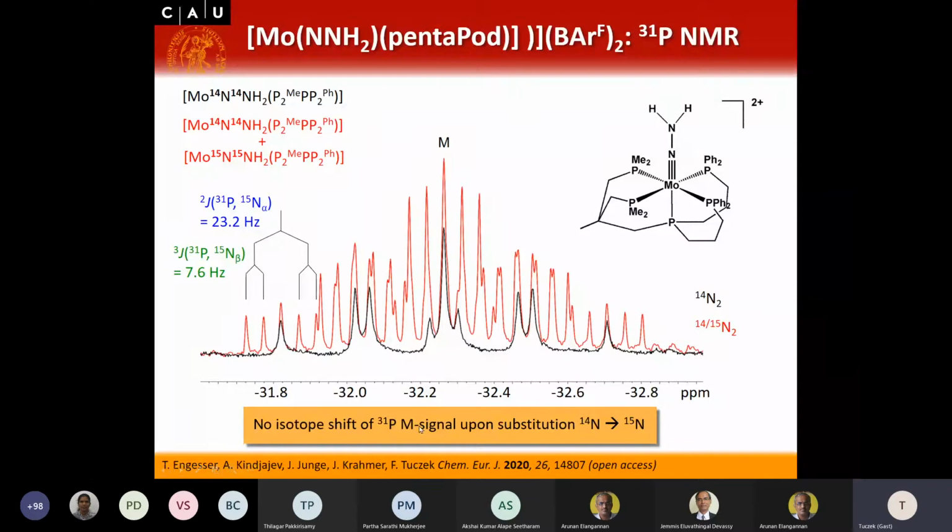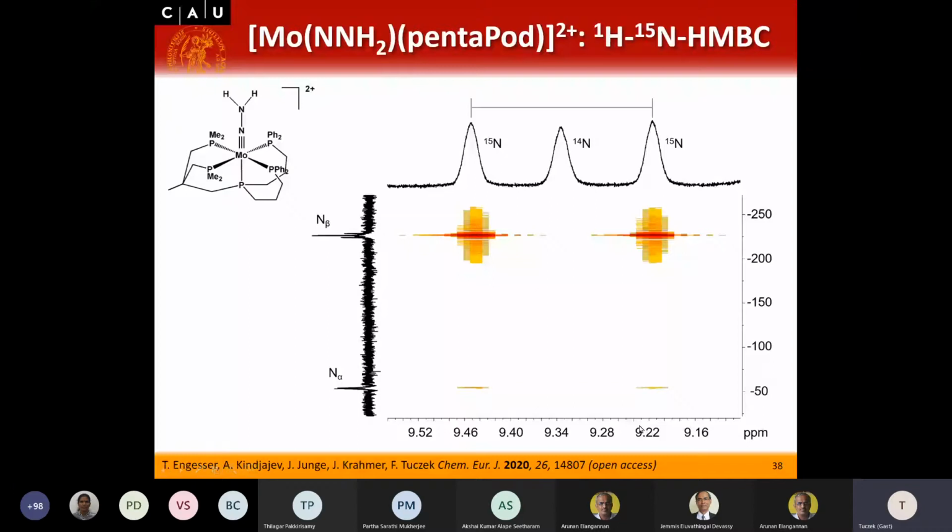So we don't have this isotope shift of the 31P M signal upon substitution of 14N by 15N, which is due to the fact that this molybdenum-N triple bond is much stronger than the molybdenum-N bond in the dinitrogen complex, and correspondingly the anharmonicity in this bond is much less pronounced than in the dinitrogen complex. Okay, here you have the proof that we have an NNH2 complex.